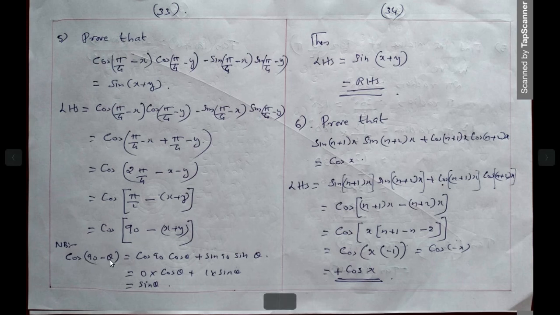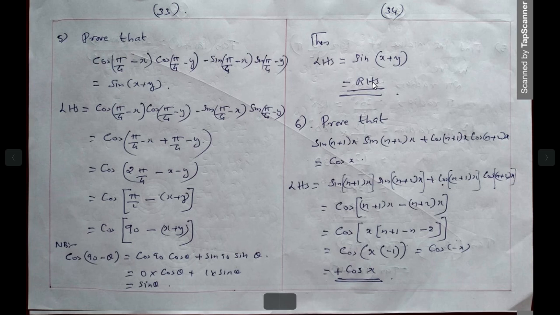So cos(90 − (x + y)). What is cos(90 − θ)? Cos(a − b) is cos a cos b + sin a sin b. Cos 90 is 0, times cos θ. Sin 90 is 1, times sin θ. So the answer is sin θ. Cos(90 − θ) is equal to sin θ. And cos(90 − (x + y)) is what? Sin(x + y). That is the right-hand side.